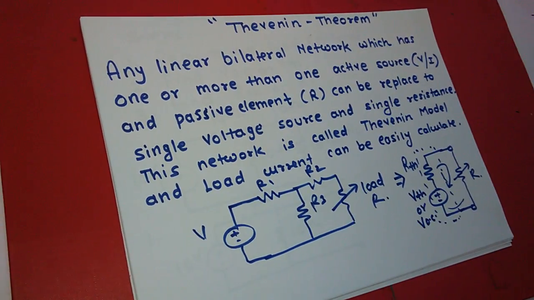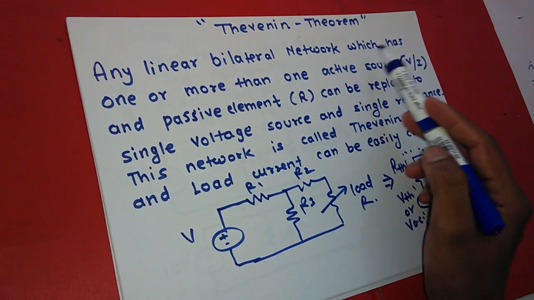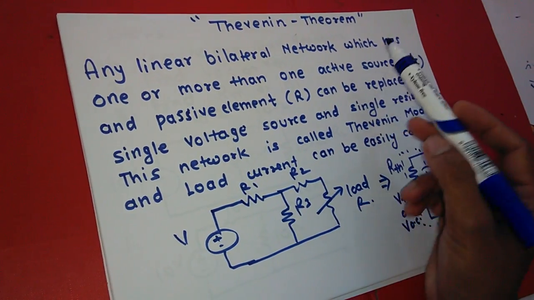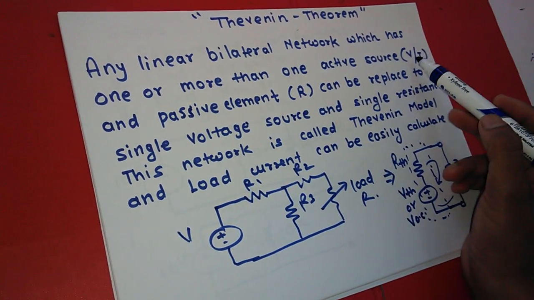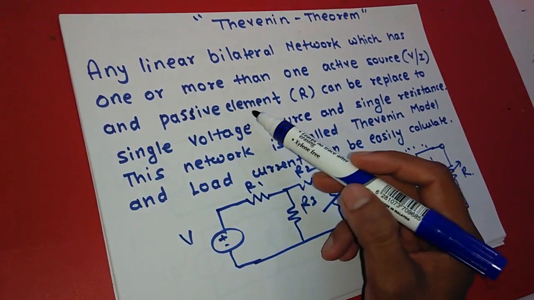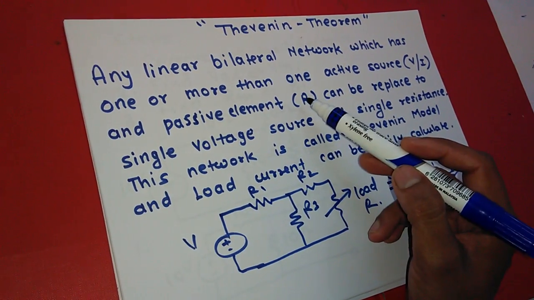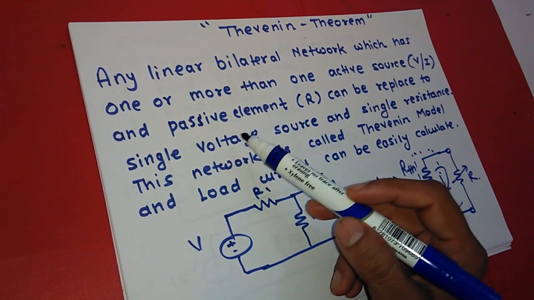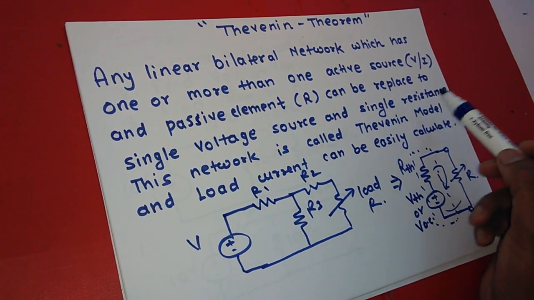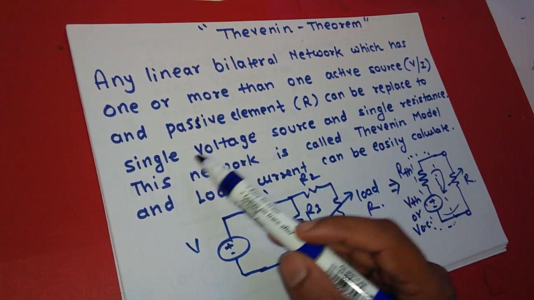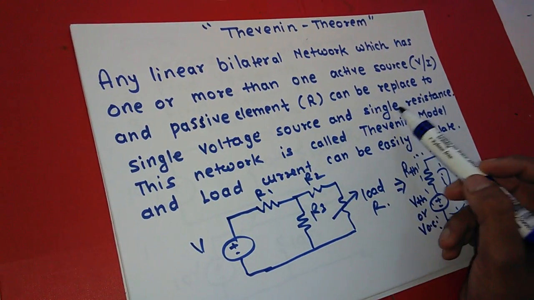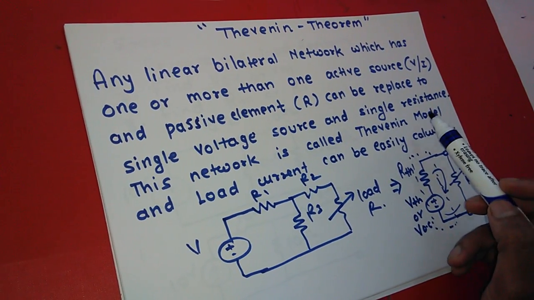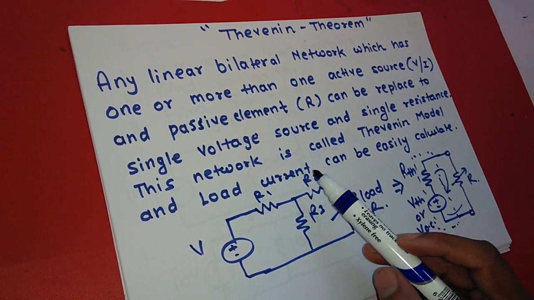The statement of Thevenin theorem: any linear bilateral network or DC circuit which has one or more active sources which produce energy, that is voltage source or current source, and passive elements which can store or dissipate energy, like resistance, can be replaced by a single voltage source and a single resistance. It means a single voltage source, which is one active element, and one passive element. This network is called the Thevenin model, and load current can be easily calculated from the circuit.